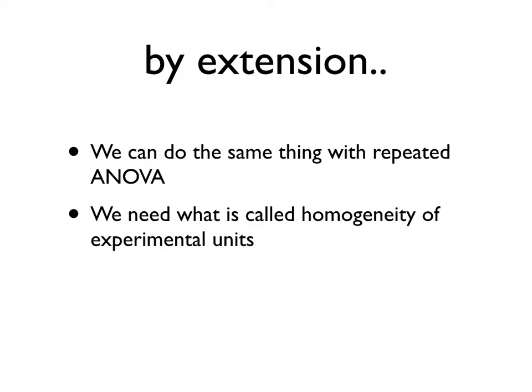What do we need? We need something called homogeneity of experimental units. What do we want? Homogeneity of experimental units. When do we want it? Now. What that means is you're the same, homogeneous, on some variable. The experimental units are Samantha and Bree, the people within a group, within a block.